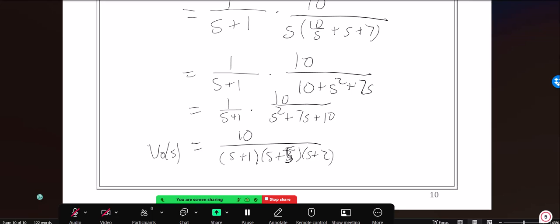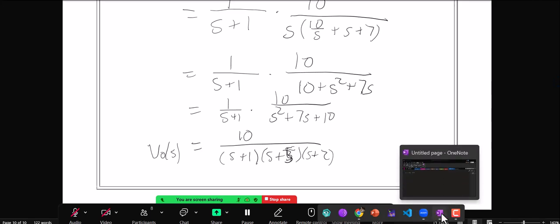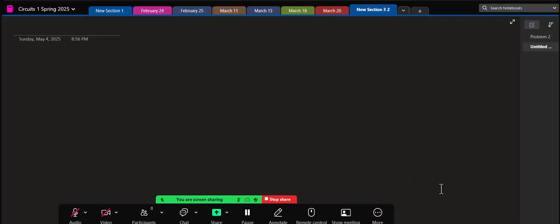But I need my voltage in the time domain, so I have to take the inverse Laplace transform. I can't take the inverse Laplace transform of it the way it is because I don't have anything like that in my tables. So I know that V naught of t will equal the inverse Laplace transform of 10 over S plus 1 times S plus 5 times S plus 2. But to find that inverse Laplace transform, I'm going to have to do partial fractions.